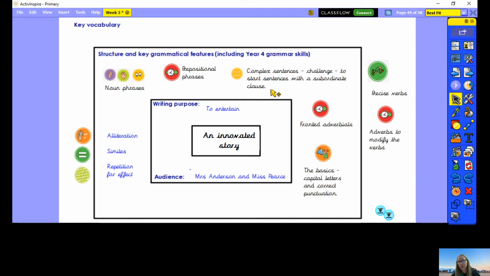Complex sentences, so really think about how you can challenge yourself by using lots of fantastic complex sentences in your writing. The fronted adverbials, how you can start your sentence using a fronted adverbial, and then really think about making sure you've got the basic punctuation and capital letters in your writing to make sure that it is up to Year 4 standard. And then lastly, think about using really precise verbs, those doing words, and adverbs to modify the verbs.